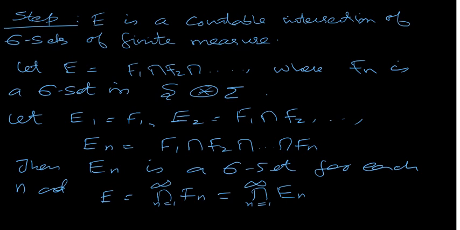E(n+1) is a subset of En, because E(n+1) is the intersection of n+1 sets, and En is the intersection of n sets. Thus E can be expressed as the countable intersection of sigma sets. These En are sigma sets such that they are decreasing sets, with E(n+1) a subset of En, and each containing E. It's a decreasing sequence now.